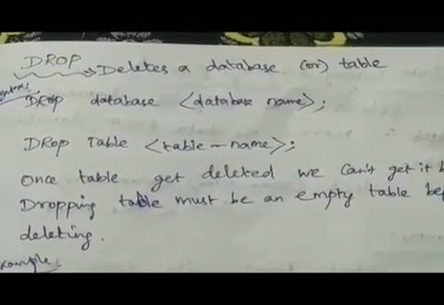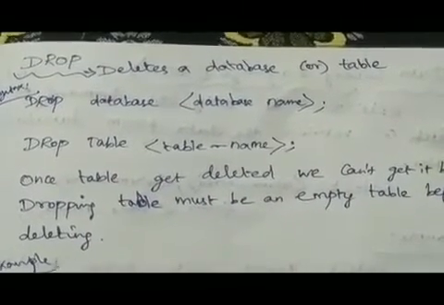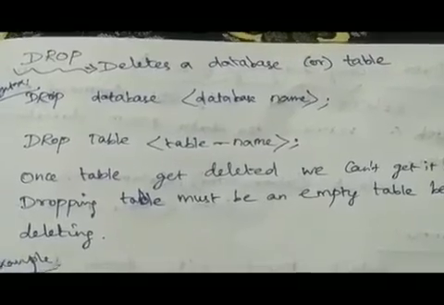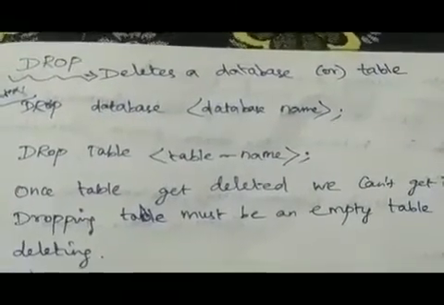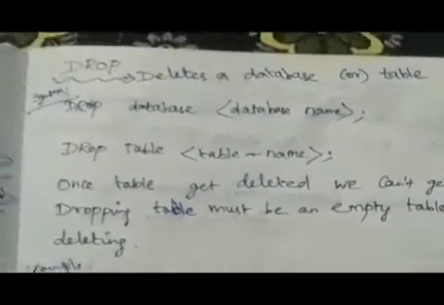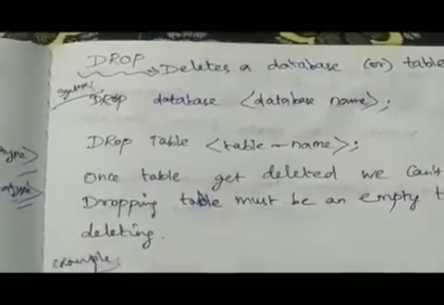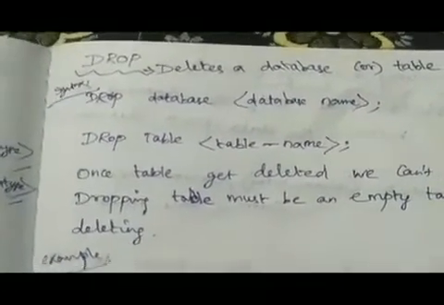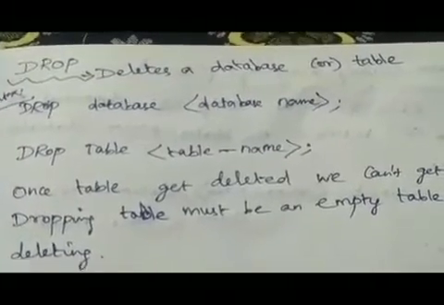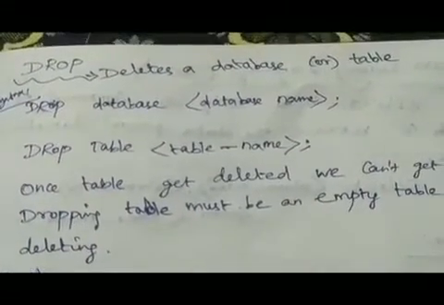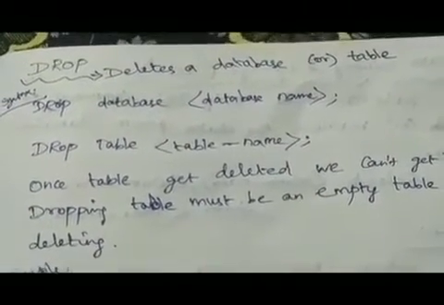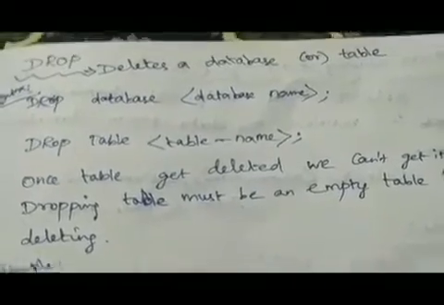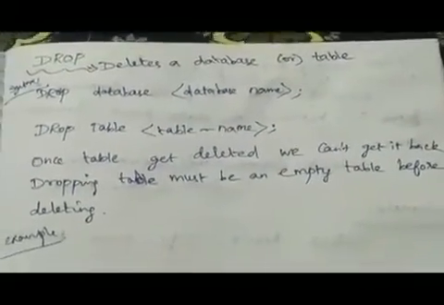While you are using the drop command for deleting the table, what you must keep in mind is that before deleting, the table must be empty. So first we have to delete all the records in the table, then only we can delete the table with the help of drop command. So before seeing the example for the drop command, we are moving to truncate.